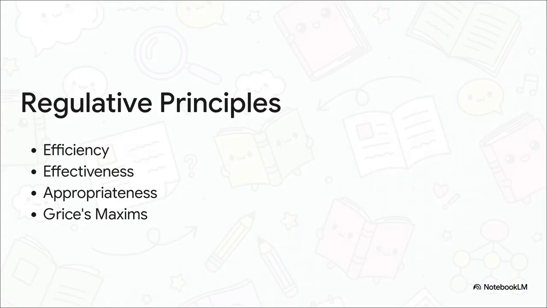Before we wrap up this explainer, we really need to add a final overarching layer of theory. Think of these as the golden rules of communication. Whether a text is expository, procedural, or literally anything else, to be truly successful, it has to follow regulative principles. Efficiency, meaning getting the point across with minimal effort. Effectiveness, leaving a strong impression. And appropriateness, fitting the actual situation.